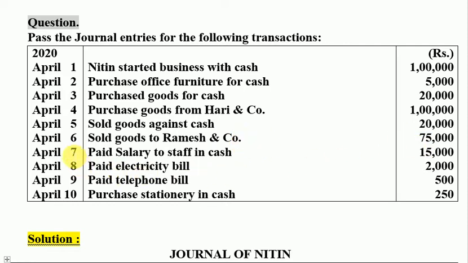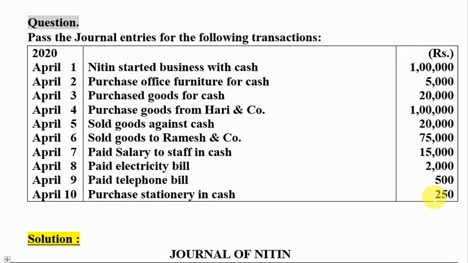Now comes towards April 7th. The transaction is paid salary to staff in cash worth rupees 15,000. Now comes towards April 8th. Paid electricity bill, that is 2,000. On April 9, paid telephone bill of the business, that is 500. And the last one, on April 10, purchased stationery in cash worth rupees 250.